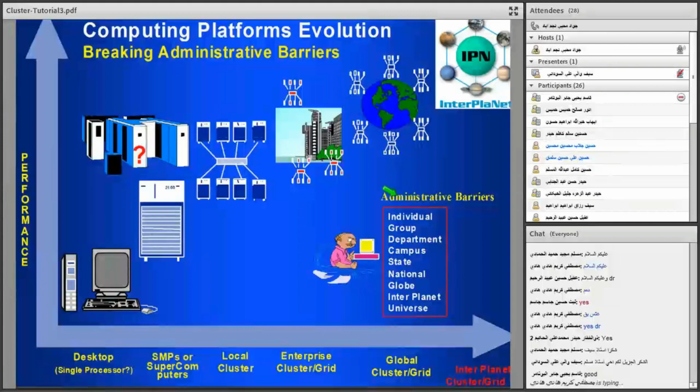In this figure, in this box, you can see the administrative barriers: individual, group, department, campus, state, nation, globe, interplanet, and universe. These are administrative barriers according to the platforms and computer platform evolution. And finally, I can say IPN, or interplanet network, is an ideal cluster computing platform, which consists of several machines or interplanets. Okay, yes, I think that's enough. Saif, you can talk about this. Thank you.